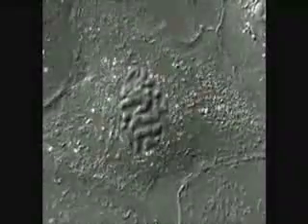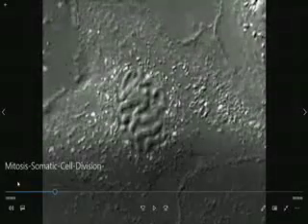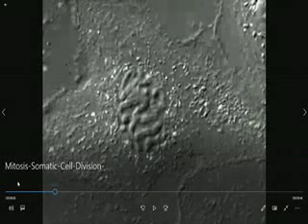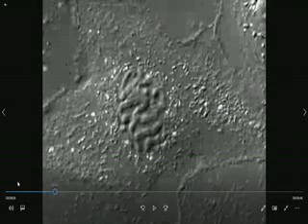And it is happening very fast, because it has been fast forwarded. This process takes about 1 hour to complete, and this 1 hour process has been condensed into 30 or 45 seconds.